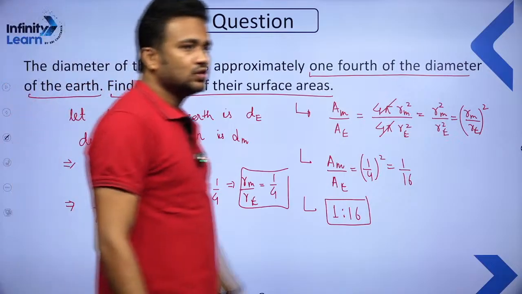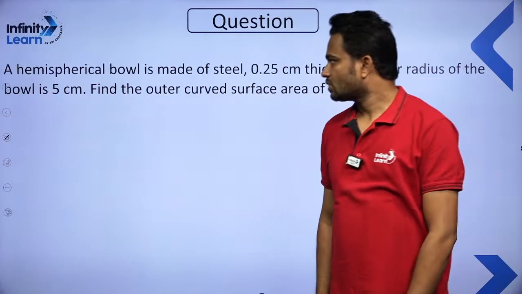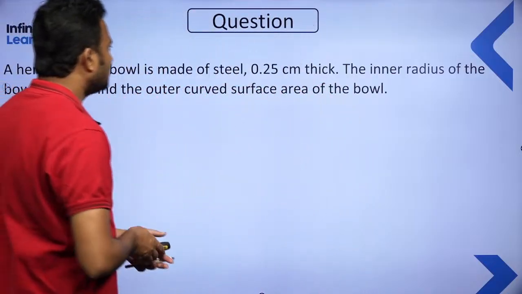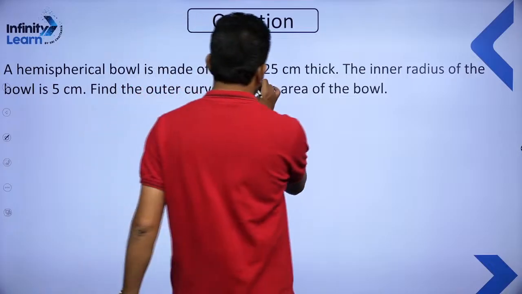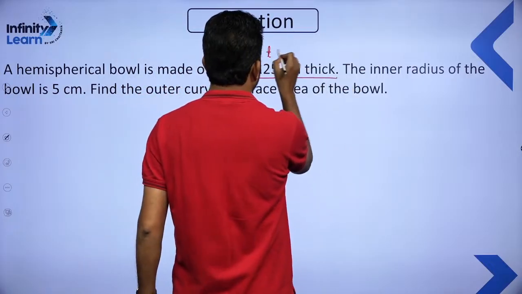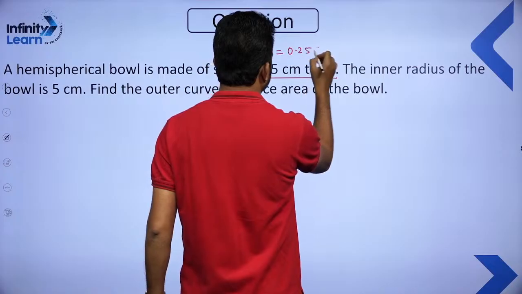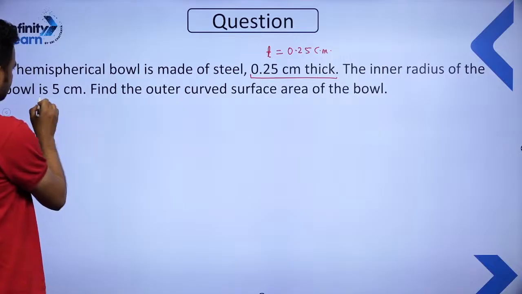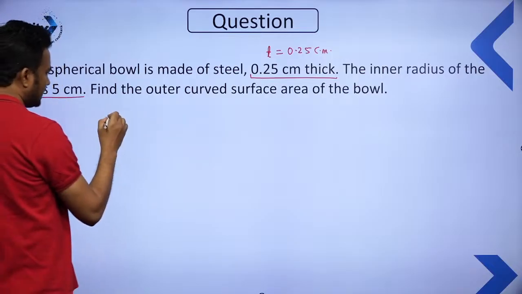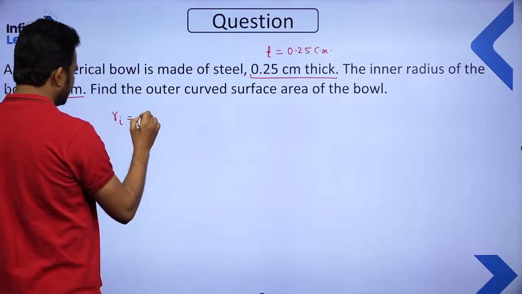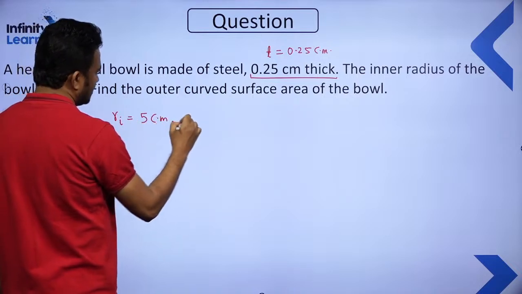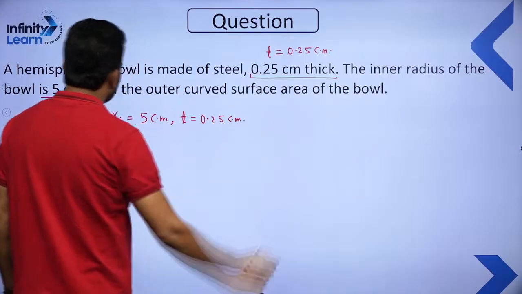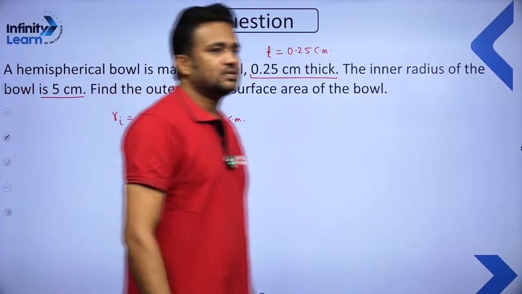Okay, so let's move to another question. A hemispherical ball is made up of steel 0.25 centimeter thick. So this thickness, which is T, is 0.25 centimeter. The inner radius of the ball is 5 centimeter. Inner radius is represented by Ri. So Ri is 5 centimeter. Thickness is 0.25 centimeter. Find the outer curved surface area of the ball.